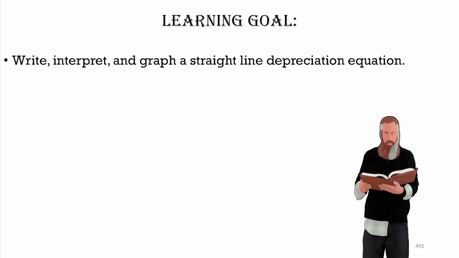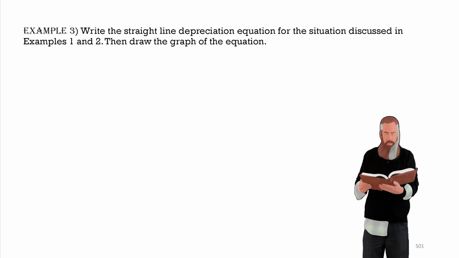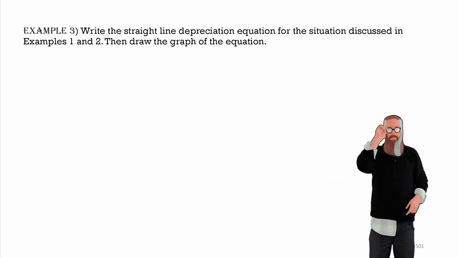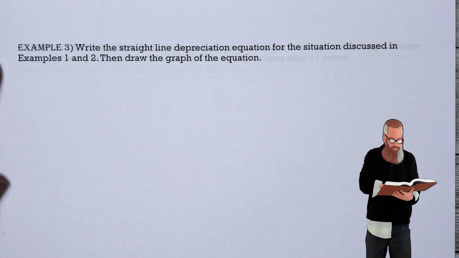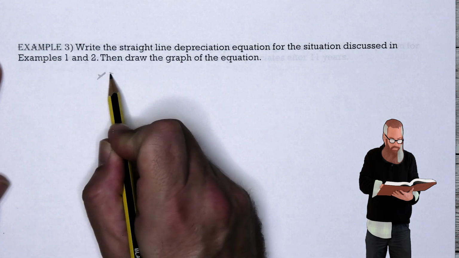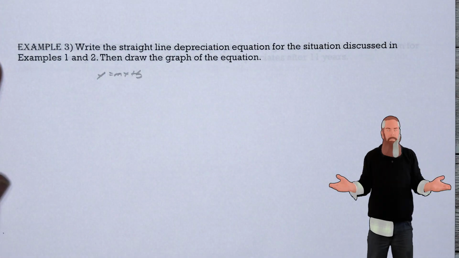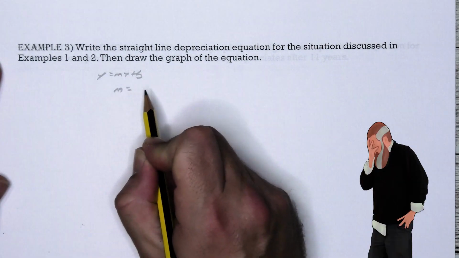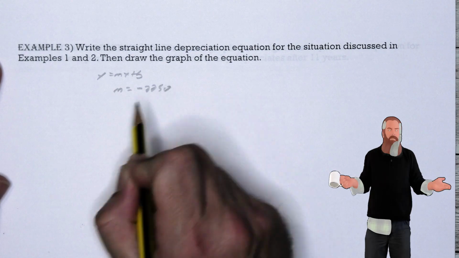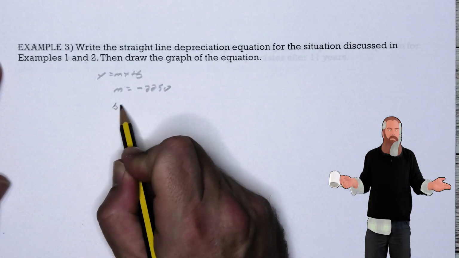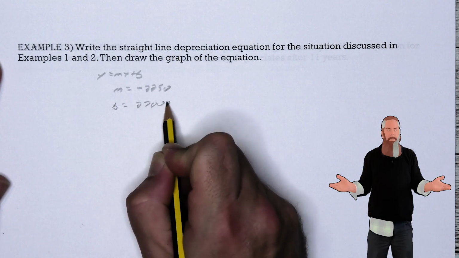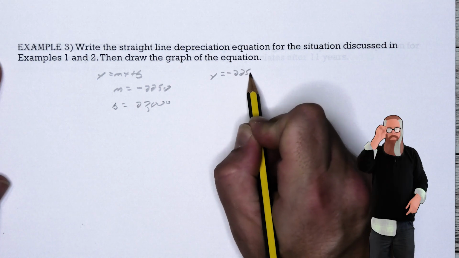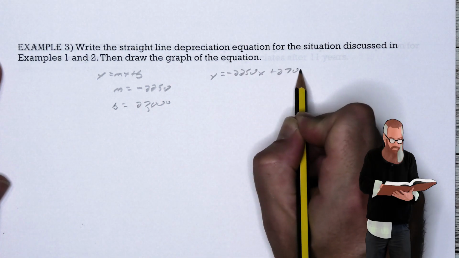Now let's graph some straight line depreciation. Write a straight line depreciation equation for the situation discussed in examples 1 and 2, then draw the equation. The general form for the equation of a straight line is y equals mx plus b, where m is the slope and b represents the y-intercept. We already know that m, the slope, is negative 2,250, and the y-intercept b is 27,000. This means our y equals mx plus b would be y equals negative 2,250x plus 27,000.